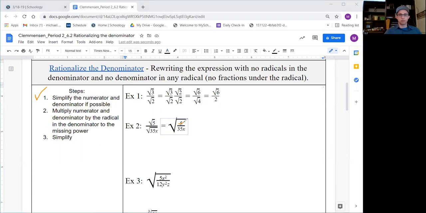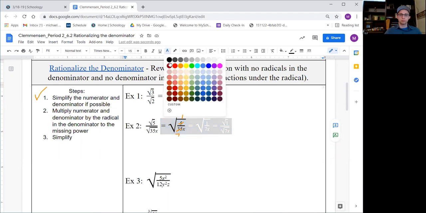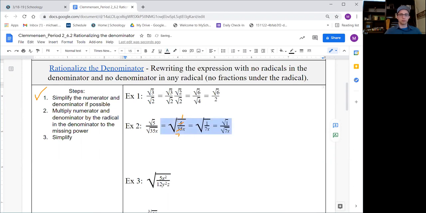5 and 35 have a common factor of 5, so 5 divided by 5 is 1, and 35 divided by 5 is 7. And so I end up with the square root of 1 over the square root of 7x. Again, I simplified that 5 and that 35. Then I broke it up into 2, and then we'll talk about how to simplify that in a little bit.